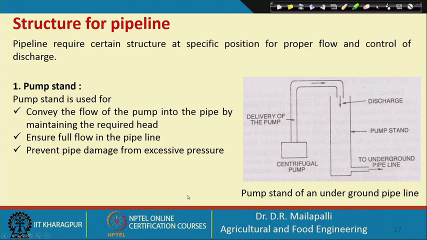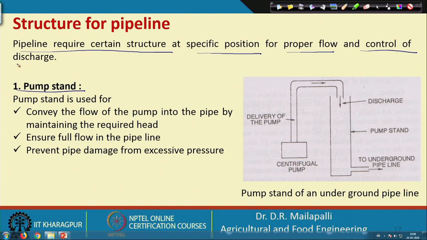Then the pipeline structures. A pipeline requires certain structures at specific positions for proper flow and control of discharge. These are really helpful if you want to maintain or control the flow rate. For example, here is a pump stand. The pump stand is used for conveying water to the pump and into the pipe by maintaining the required head. Suppose here is the underground pipeline which is taking water to the water course or to the field.